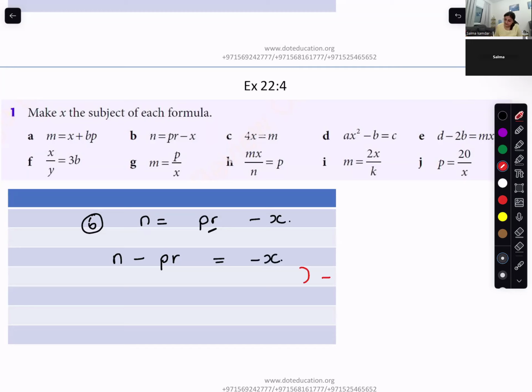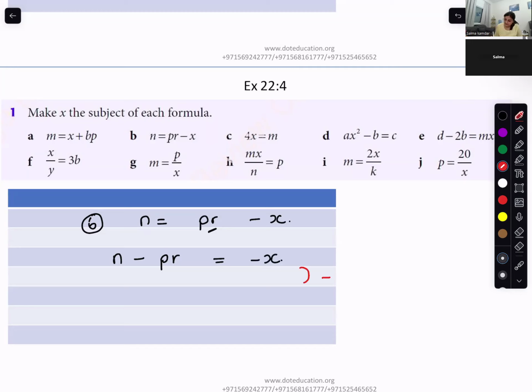ax square minus b is equal to c. I want x to be the subject. So I will first remove the b. So it will become ax square is equal to c plus b. I will add both the sides by b. Now I don't need this a, so I will divide everything by a. So x square will be c plus b divided by a.